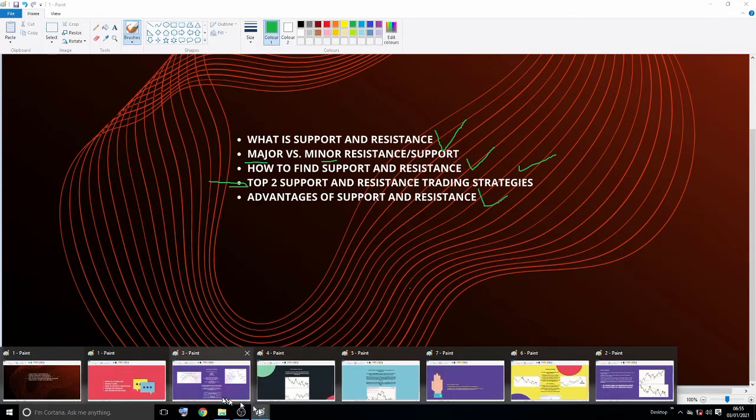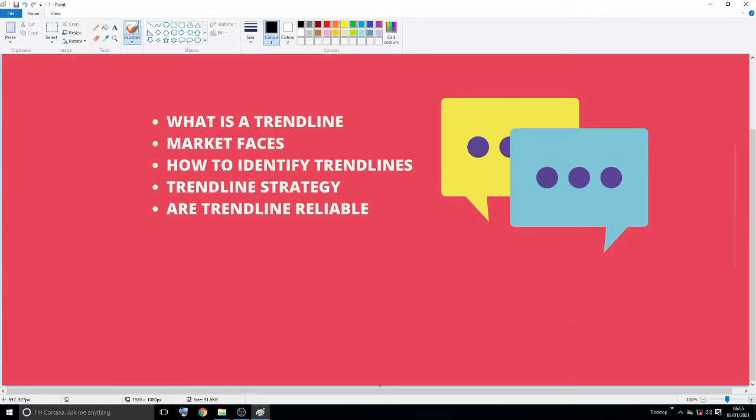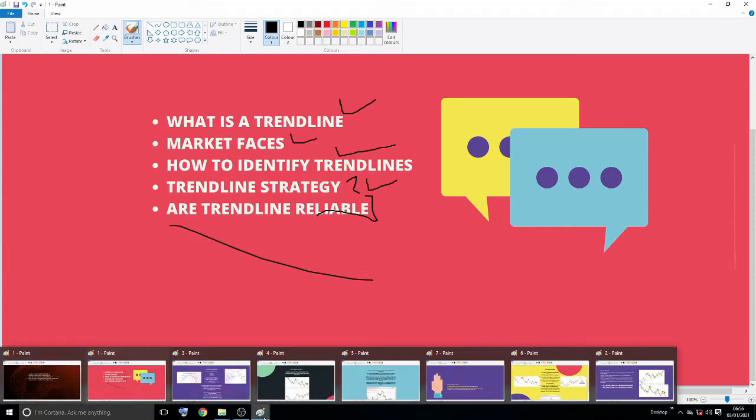So today we are continuing. We'll be talking about a trend line. What is a trend line? We'll be explaining the 3 market phases. We'll be explaining how to identify a trend line. We'll be explaining 2 trend line strategies. I wrote trend line strategy, and I will be explaining whether trend lines are reliable or not reliable. So let's just continue with it.